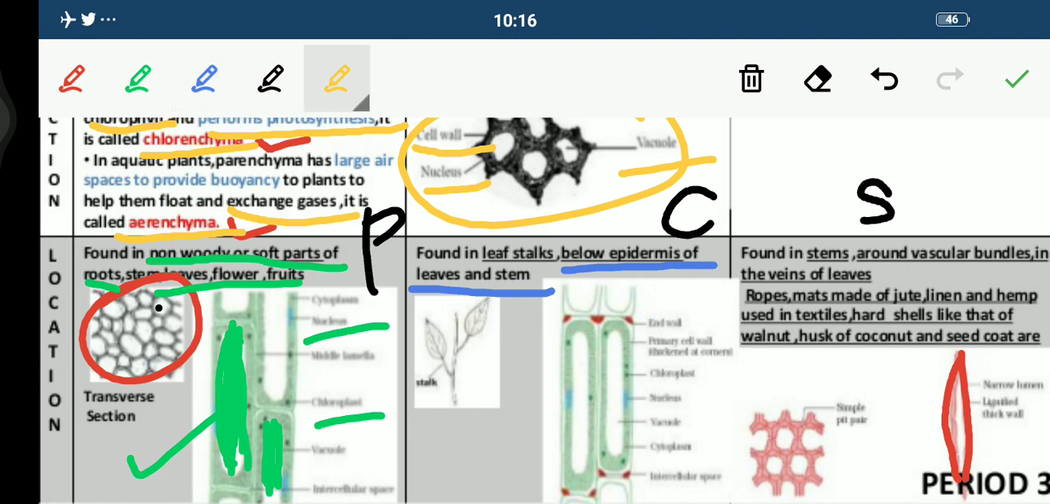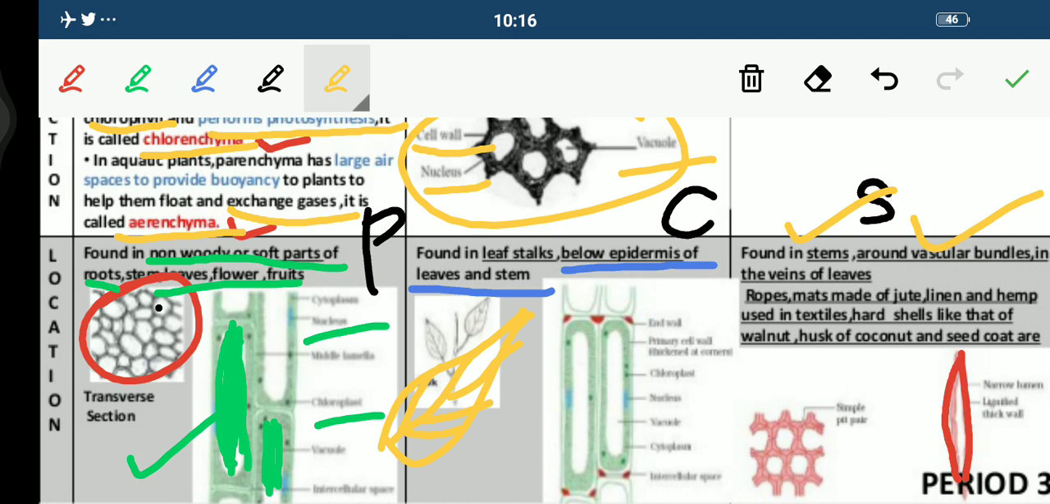And talking about the sclerenchyma, they are found in stems, around vascular bundles, in the veins of leaves. Vascular bundles, I have already made you clear, students, what they are in our previous lecture. And in the veins of leaves. So suppose this is a leaf, right? You can see these are the veins of the leaf. Fine. So they are also present in the veins of leaves.